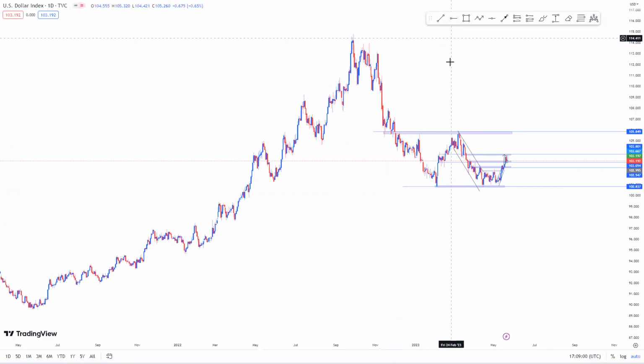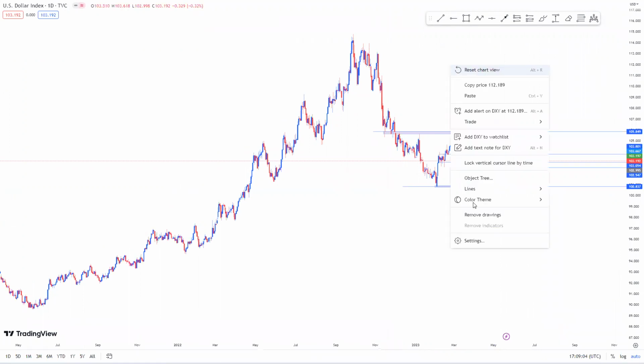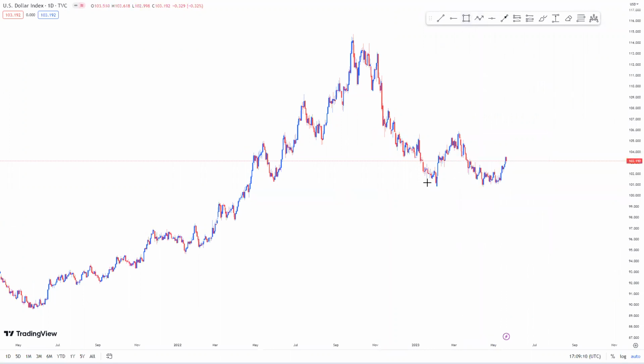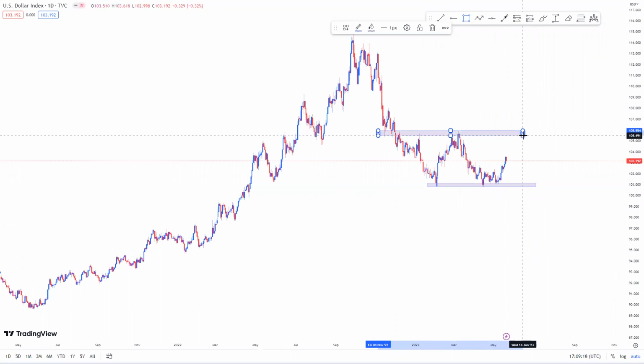Let me just remove all the drawings here, so that we can start with a clean chart. As you can see now, we had this low for quite a long time. Remember, we did say that DXY has to start buying, because it's been holding for quite a long time on this support.